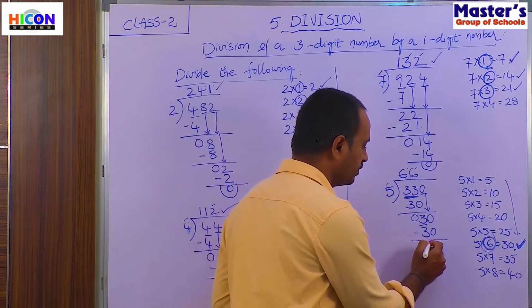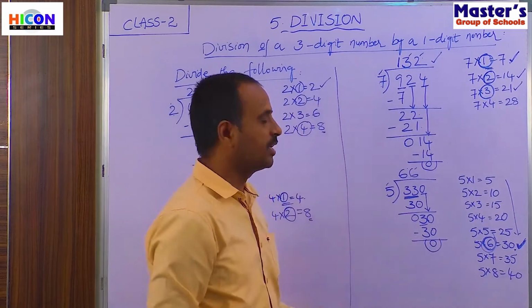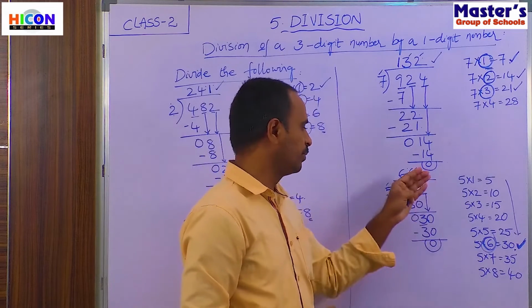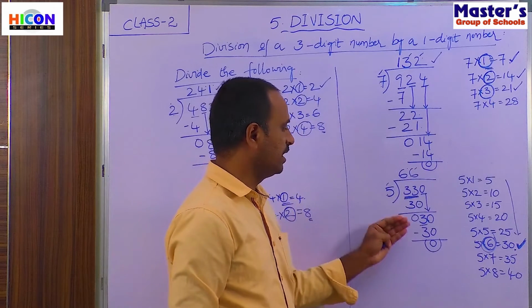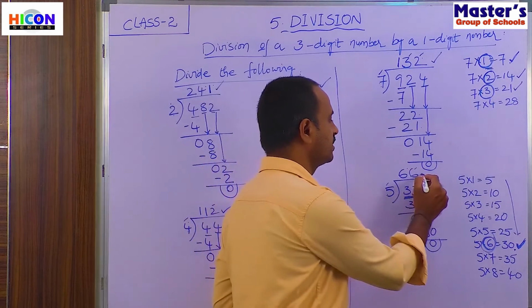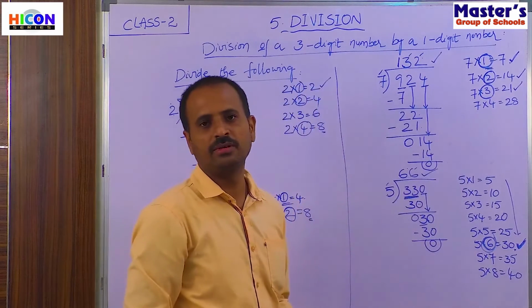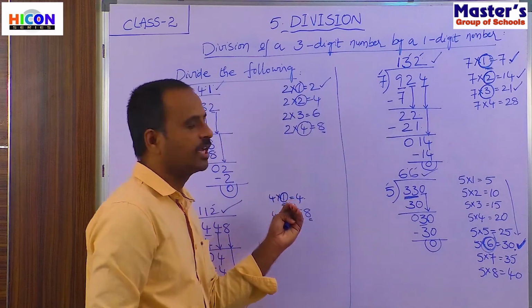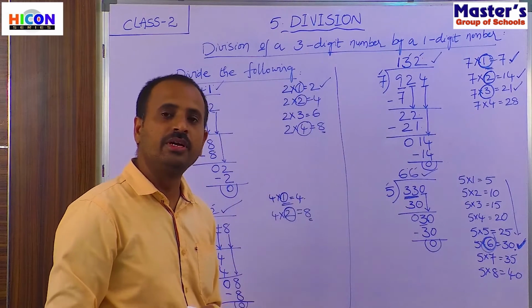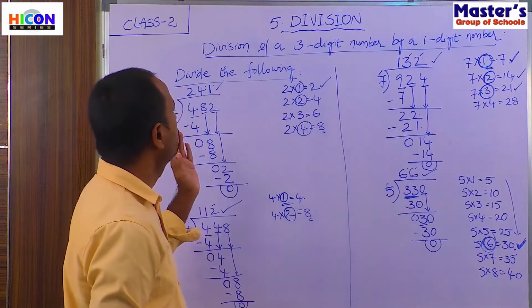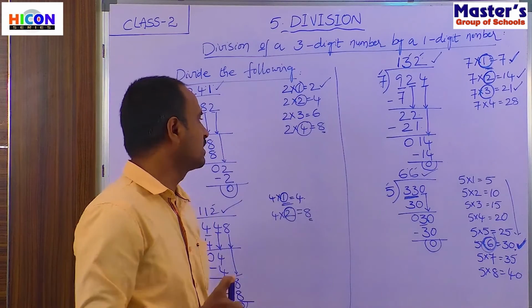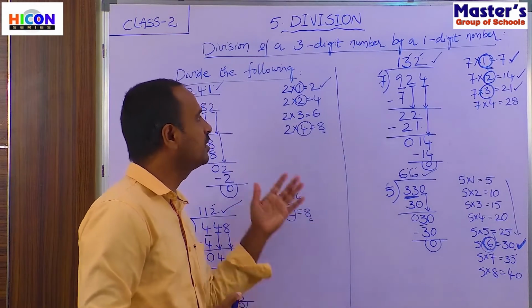30 minus 30, 0. And the division is completed because there are no more digits in the dividend to bring down. So children, what is the answer in this division? The answer is 66. That is the quotient. So children, in this way, we can do the division of a 3-digit number by a 1-digit number. Now let us practice some more problems on this division.